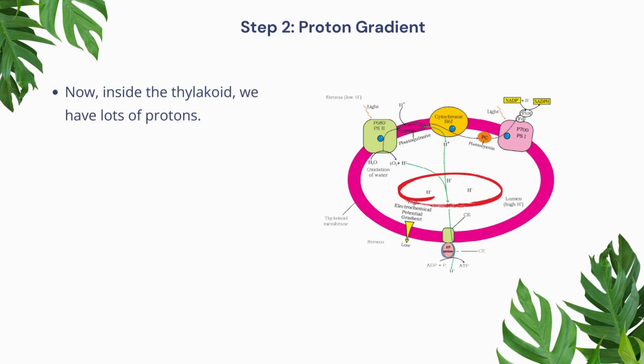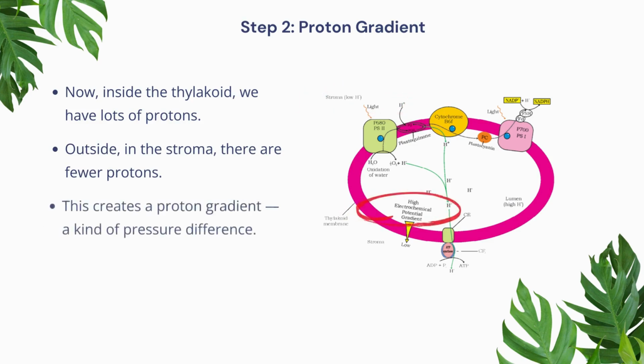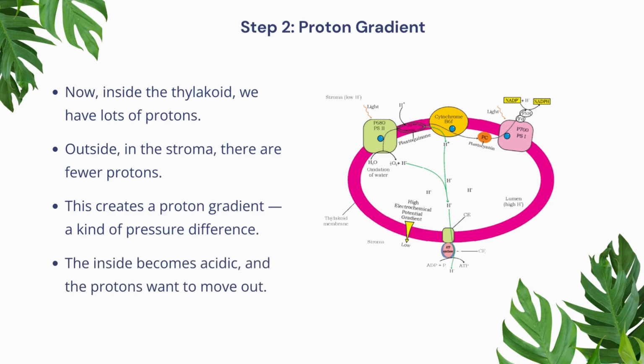Step 2. Proton gradient. Now inside the thylakoid, we have lots of protons. Outside in the stroma, there are fewer protons. This creates a proton gradient, a kind of pressure difference. The inside becomes acidic and the protons want to move out.